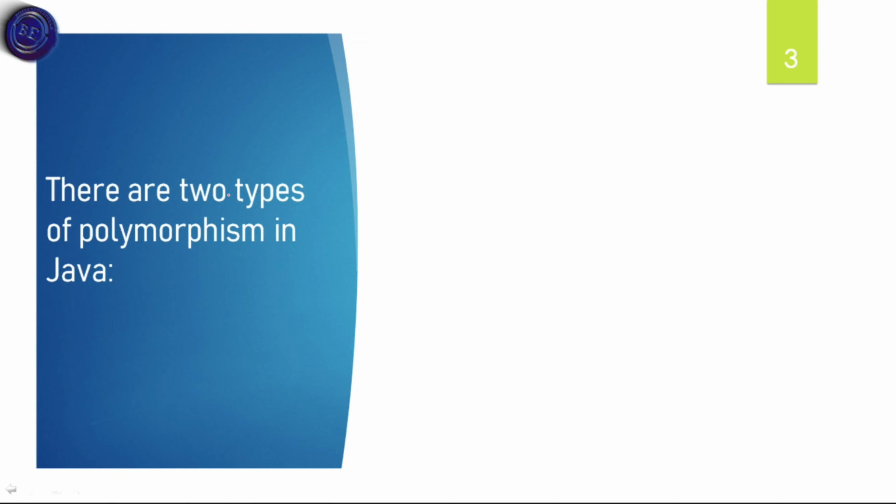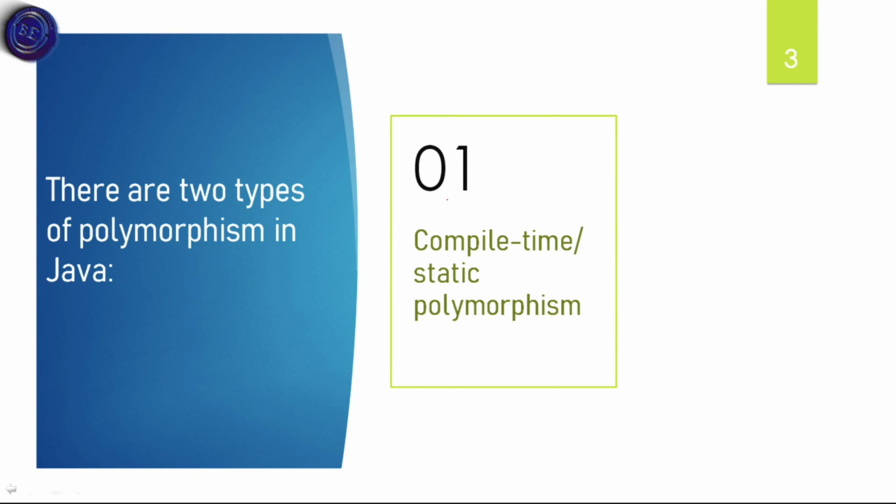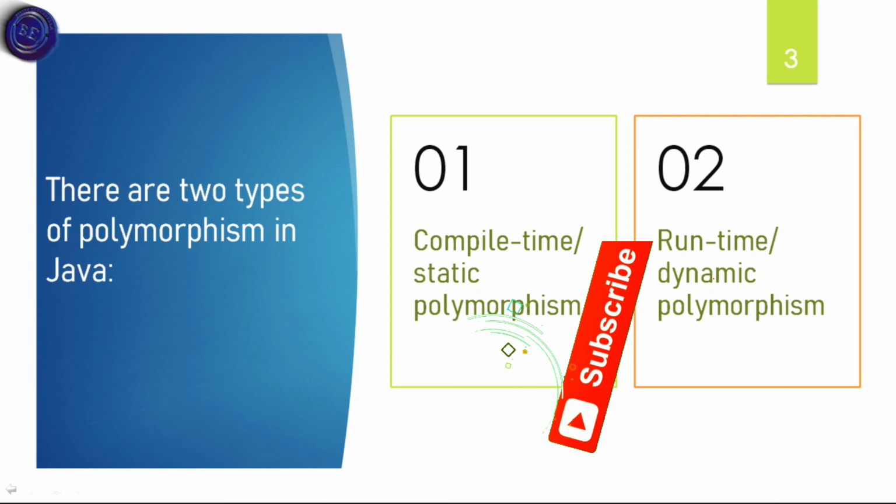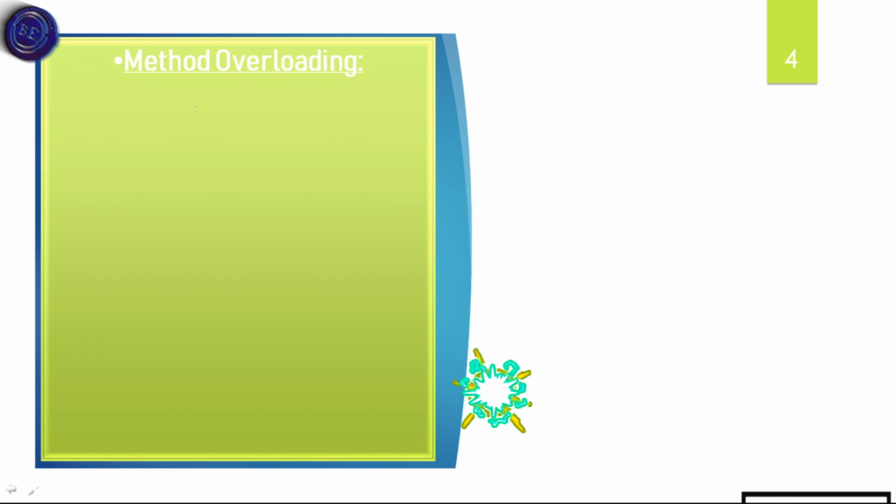There are two types of polymorphism in Java. One is compile time, or static polymorphism, and the other is runtime, or dynamic polymorphism. Now let us discuss each of them. Before discussing compile time polymorphism, I would like to discuss method overloading.